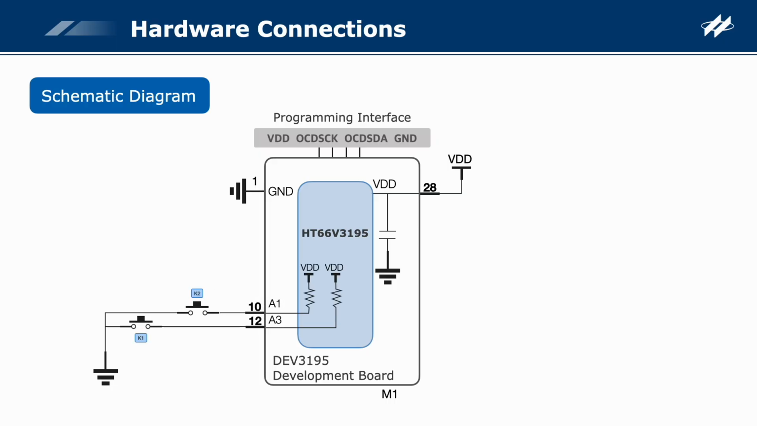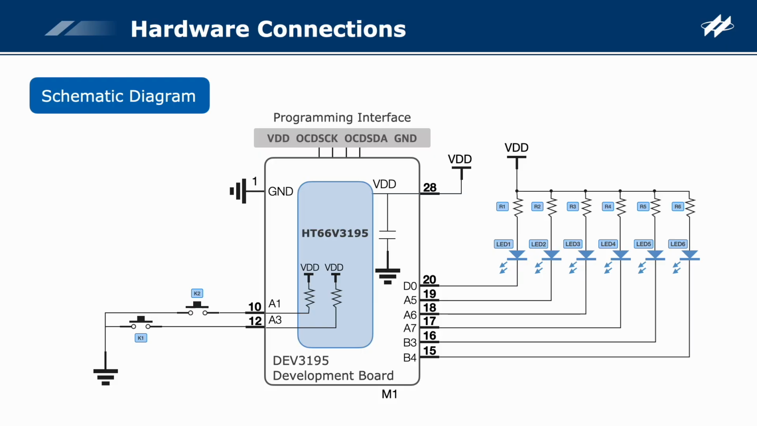Since the MCU's general-purpose I/O pins can be configured with internal pull-high resistors, the I/O pins connected to the key should be set as inputs with input pull-high enabled. The VDD power supply is connected to the anode of the LED through a current-limiting resistor, while the cathode of the LED is connected to the MCU I/O pin. The LED lights up when the MCU I/O outputs a low level and turns off when it outputs a high level.